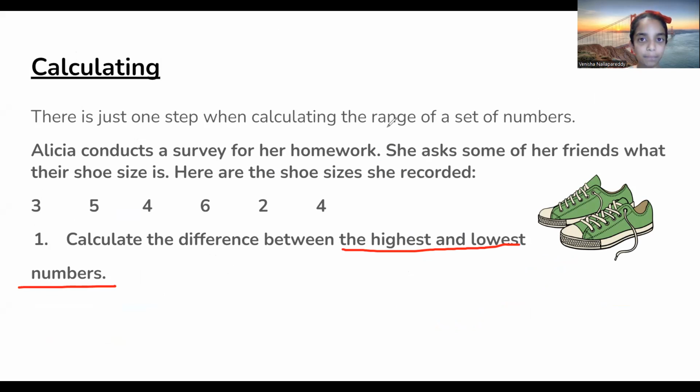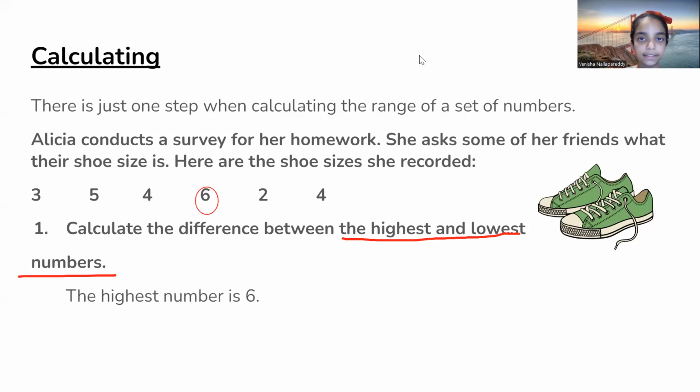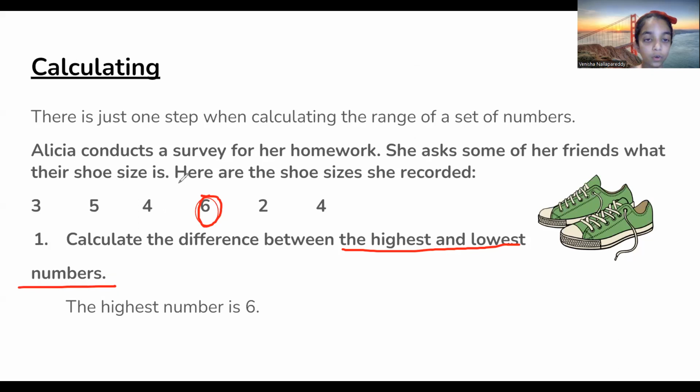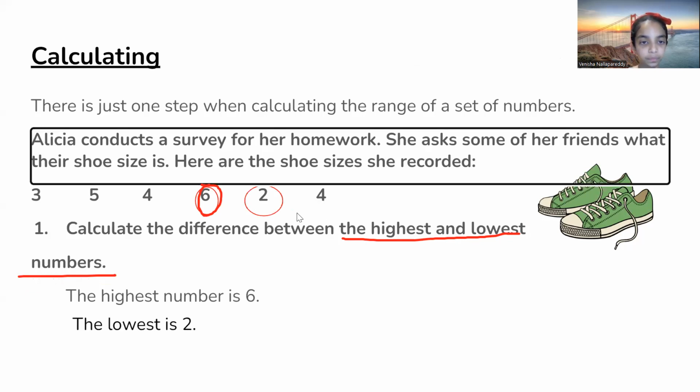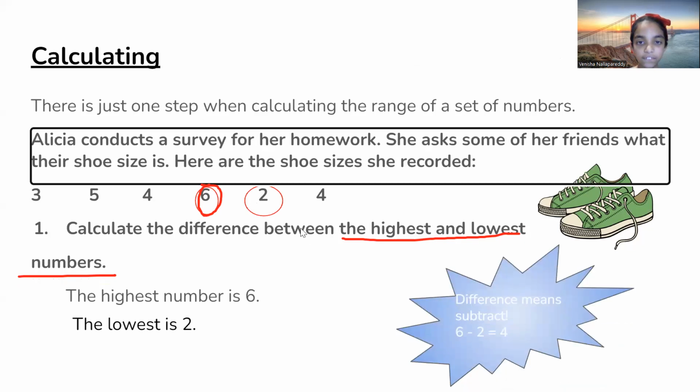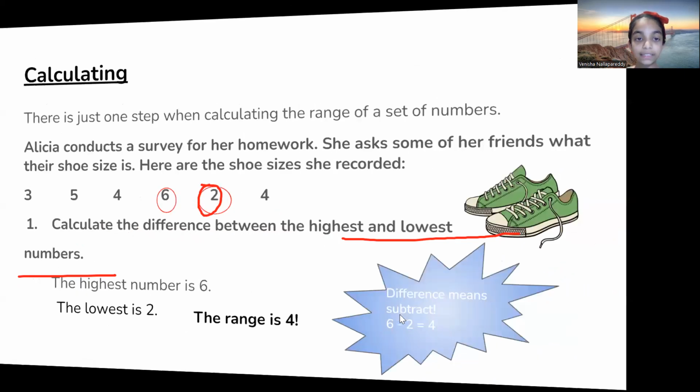So what's the highest number? Well, the highest number is 6, because 3, 5, 4, 2, and the other 4 are all lower than 6. It's quite simple. And then the lowest number is 2. So difference means subtract. So if you're asked to calculate the difference, all you have to do is subtract. So 6 subtract 2 is 4. So the range is 4. As simple as that.